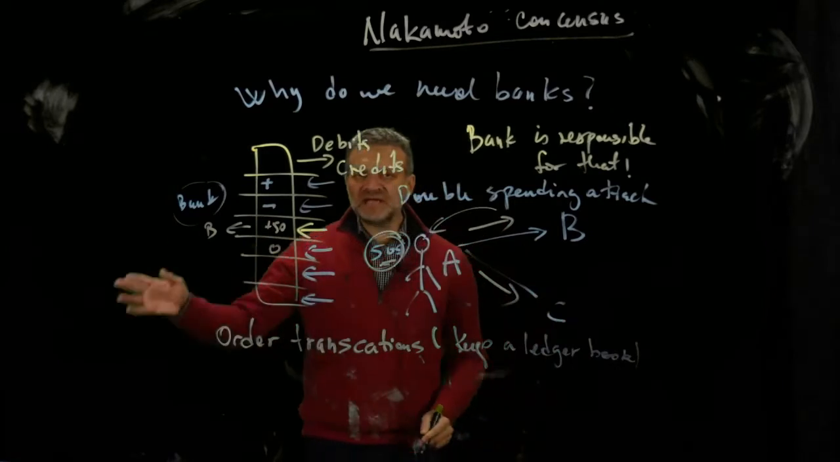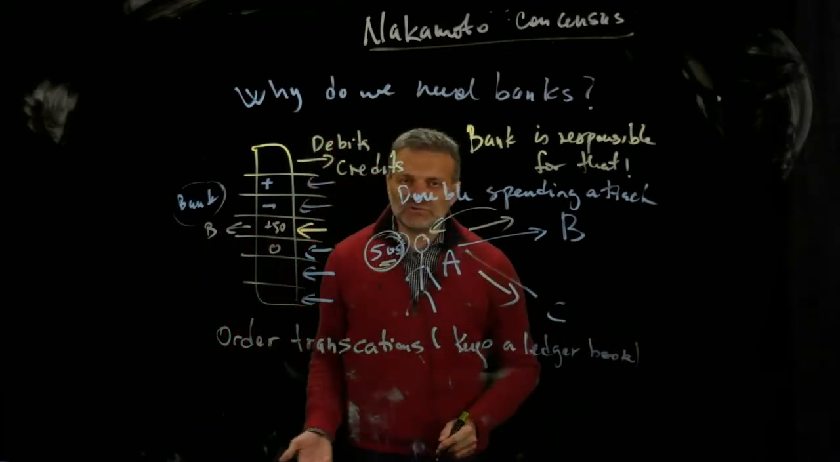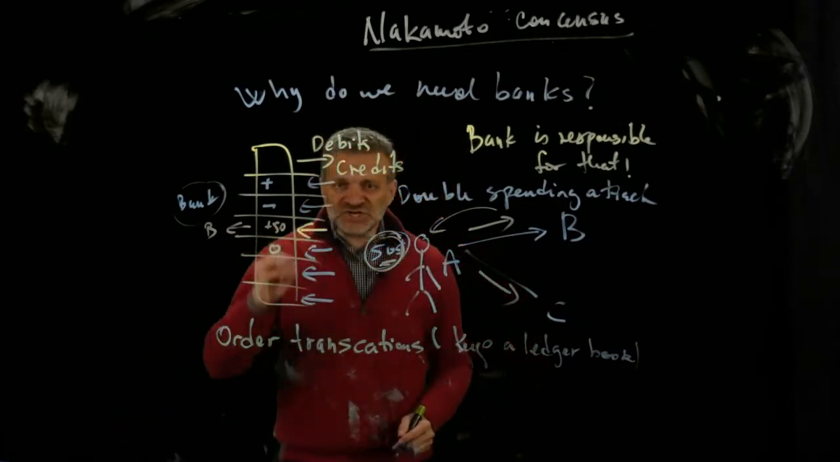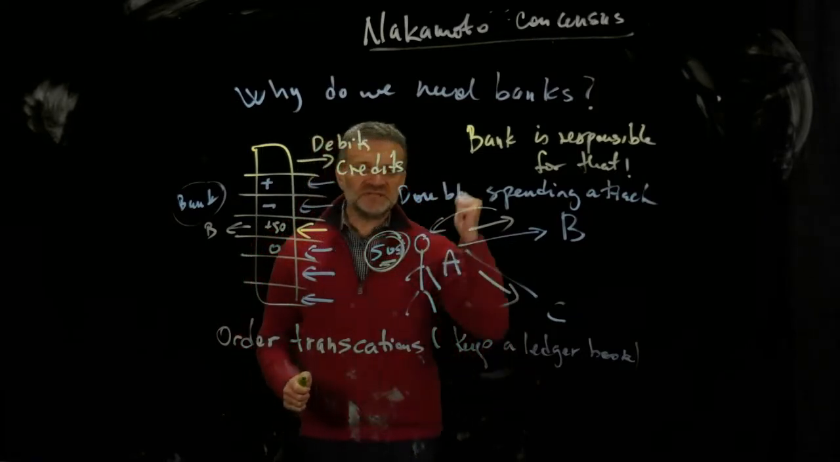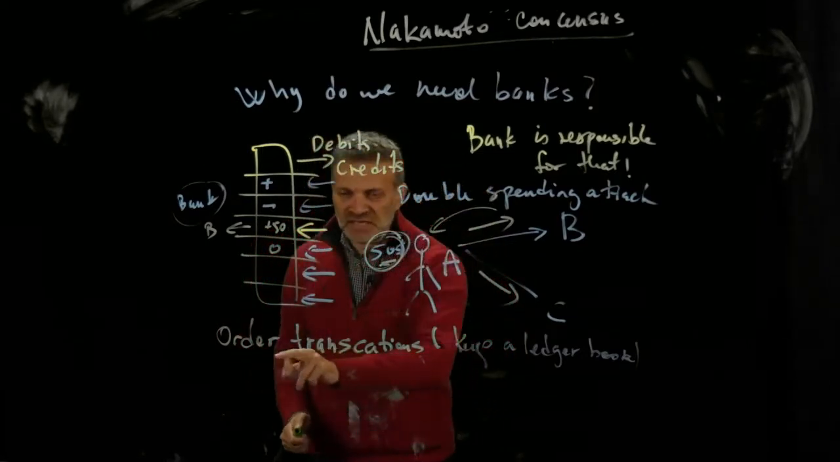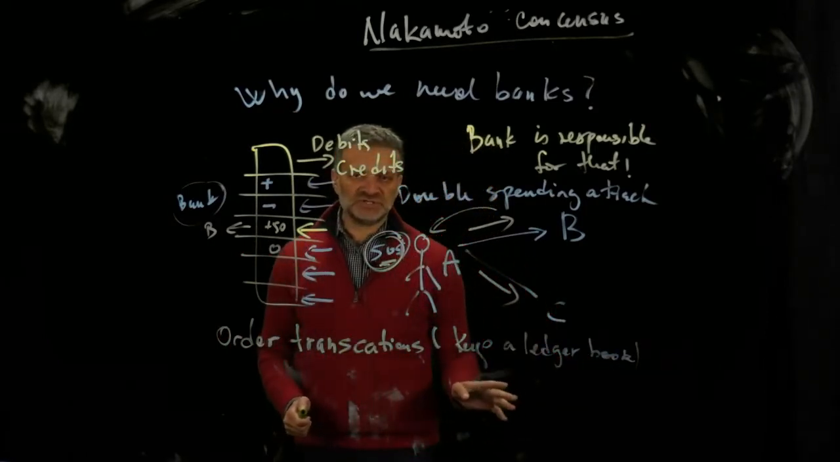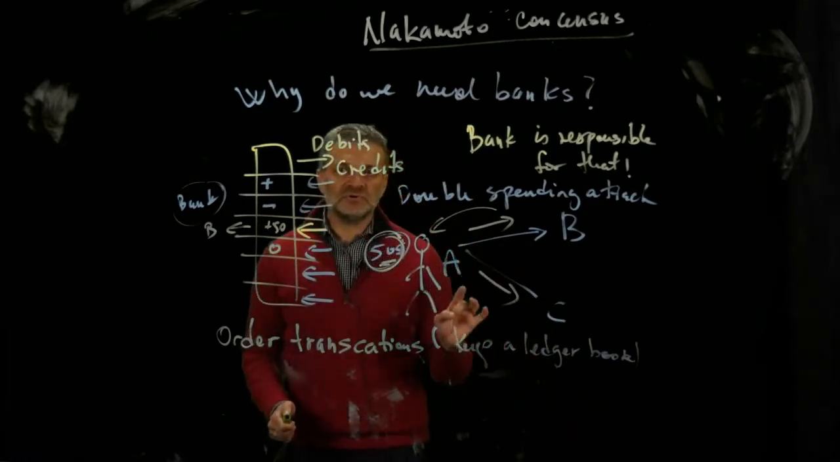Of course, banks have other functions that they fulfill in society, like issuing credit, giving you mortgages. But in the initial role of a bank, when people deposit money into the bank, they count on the bank to basically keep a ledger book.